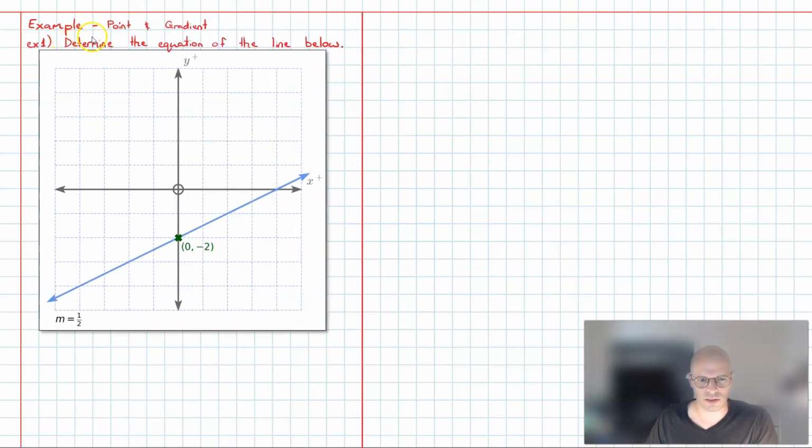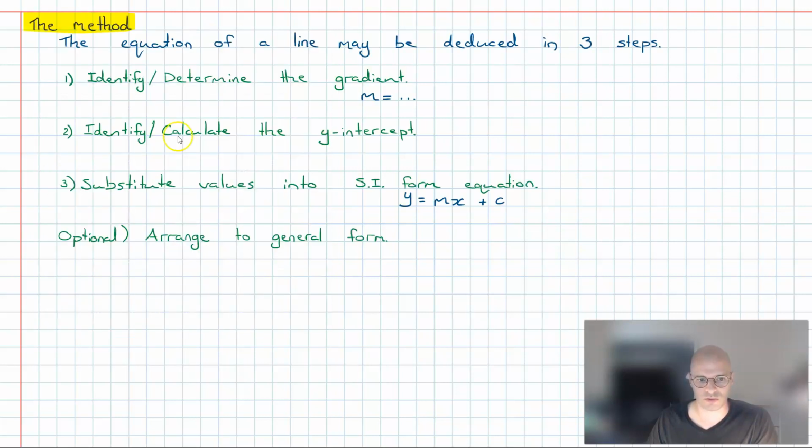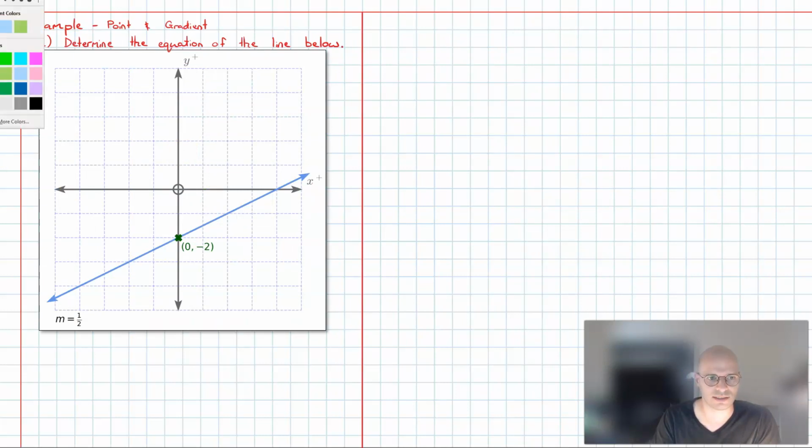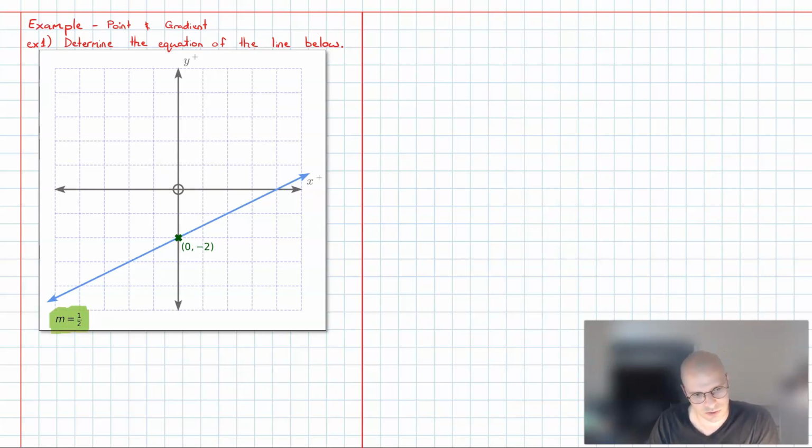Example 1, we have a line defined by a point and the gradient shown over here. What we're going to do is deduce the equation that describes this straight line using the steps over here. Now the first step is we need to either identify or determine the gradient that we're working with. In this instance, the gradient has been given to us in the form of m equals a half. So we are going to identify our gradient, and we can see in this instance it's m equals 1 over 2. So that was nice and simple.